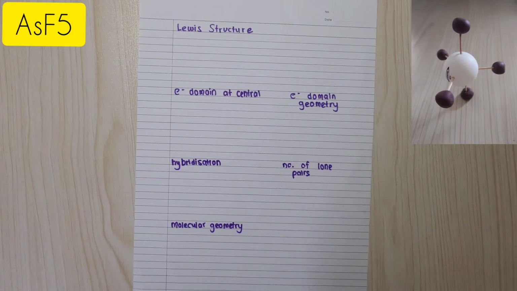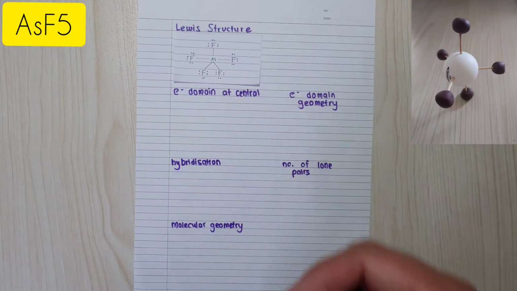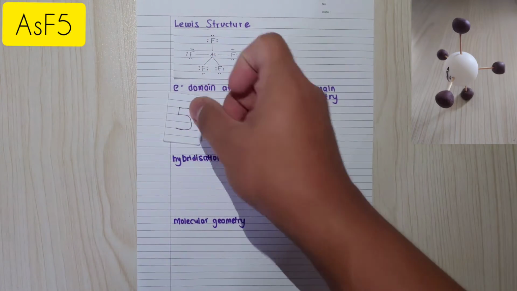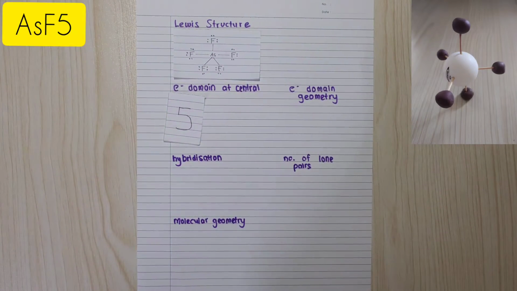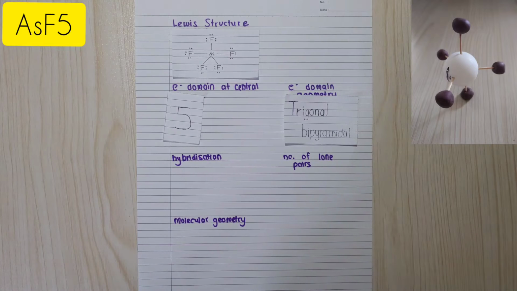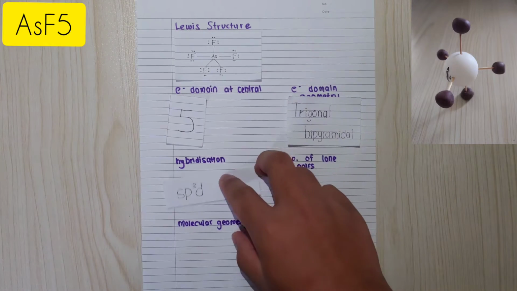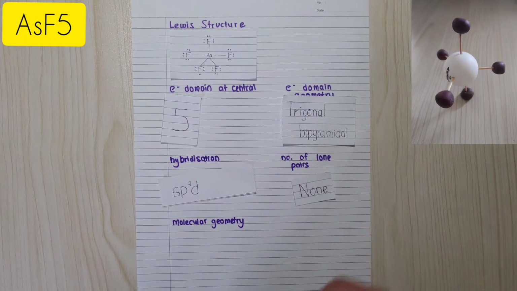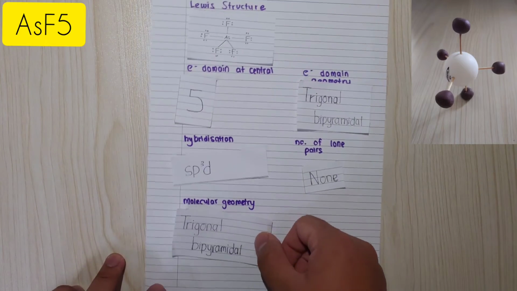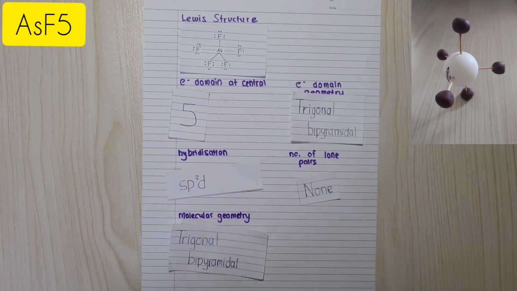Next, for the AsF5, the Lewis structure is like this. It has 5 electron domains at the central atom. The electron domain geometry is trigonal bipyramidal. The hybridization is sp3d. It has no lone pairs, and the molecular geometry is also trigonal bipyramidal.